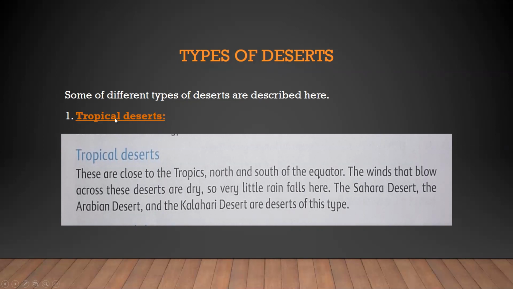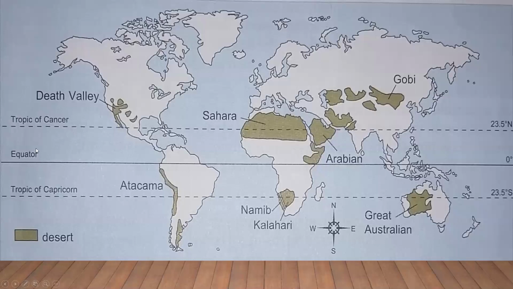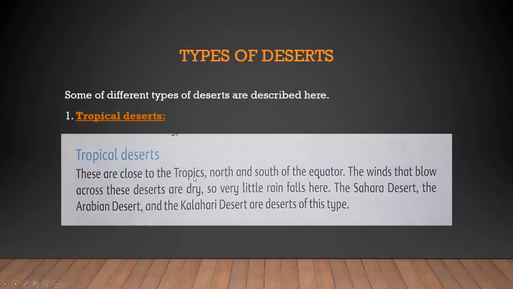And you know where tropical deserts would be? Obviously, these are close to the tropics, north and south of the equator. As you can see in this map, this is the tropical area, Tropic of Cancer on the northern side and Tropic of Capricorn on the southern side. And these tropical deserts are located in the areas near the equator, in the tropical region.